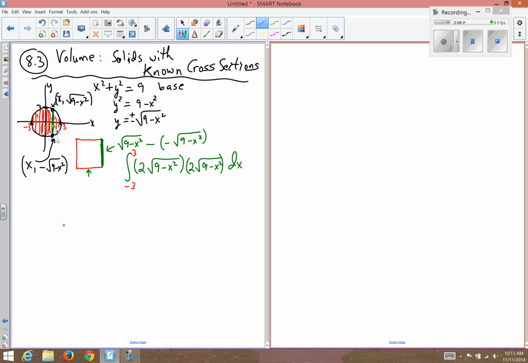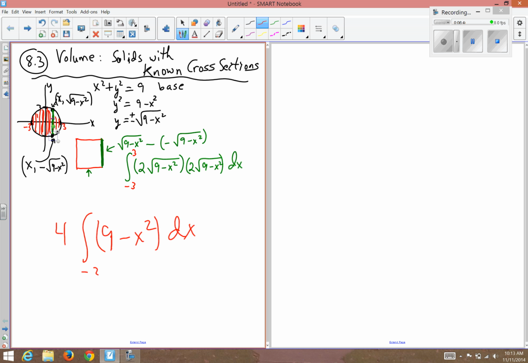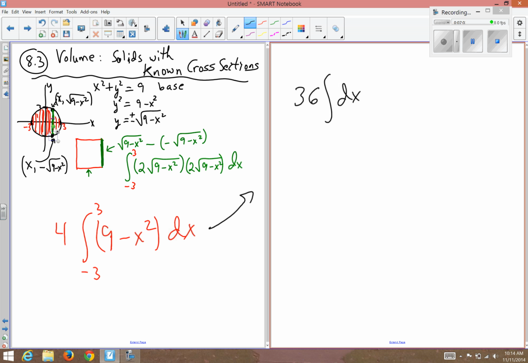There's 2 times 2, so we're going to make that 4 to the left of the integral symbol. Radical 9 minus x squared times radical 9 minus x squared is just 9 minus x squared. There's the dx, and there's a -3, and there's a 3. Next, I'm going to distribute the 4 to each term here, also the integral, also the dx. 4 times 9, that's 36. Integral, dx, and then there's a minus. Another 4, because distributing the 4. Integral x squared dx.